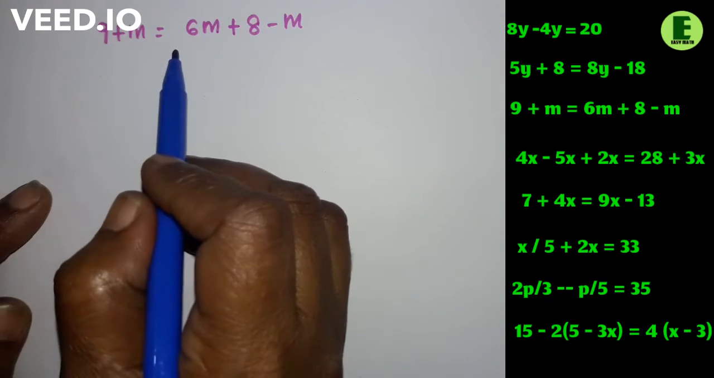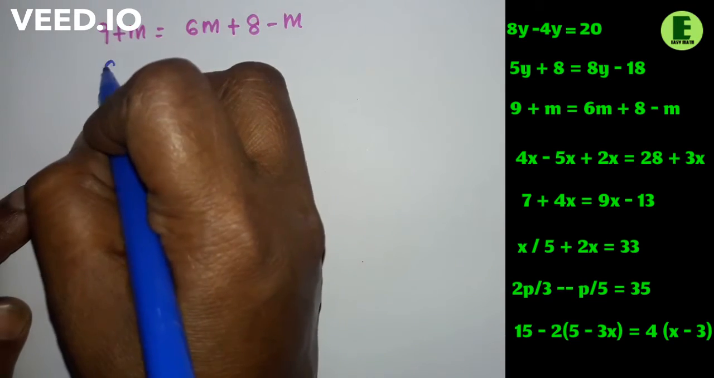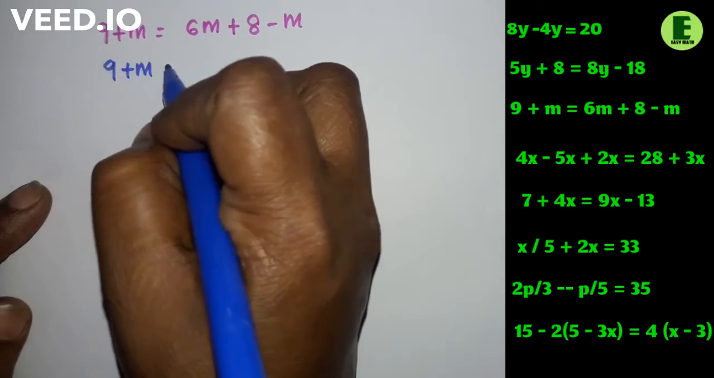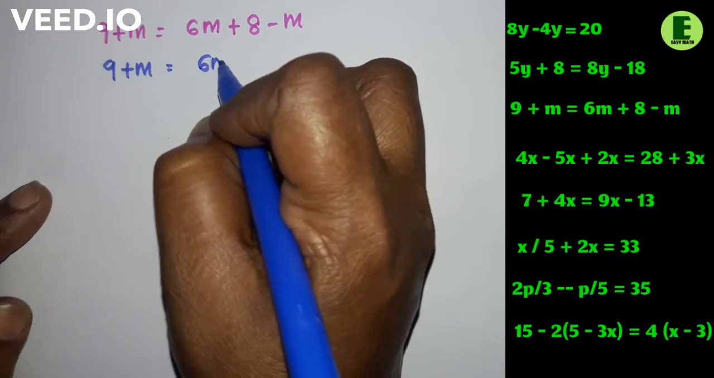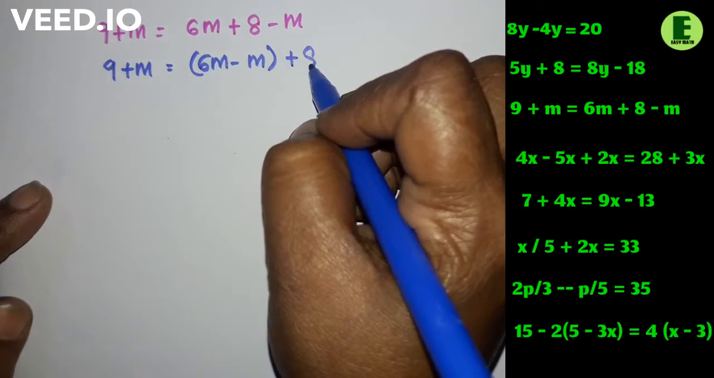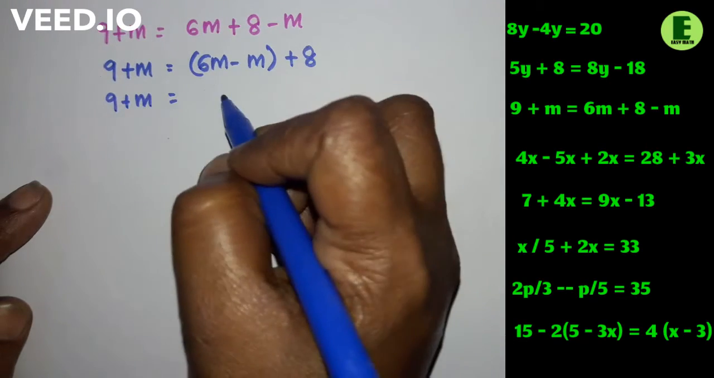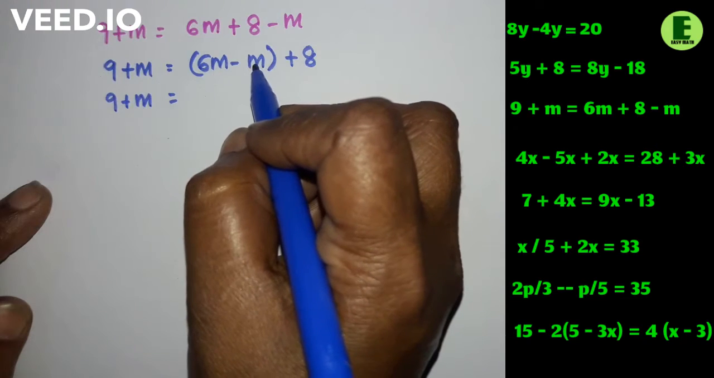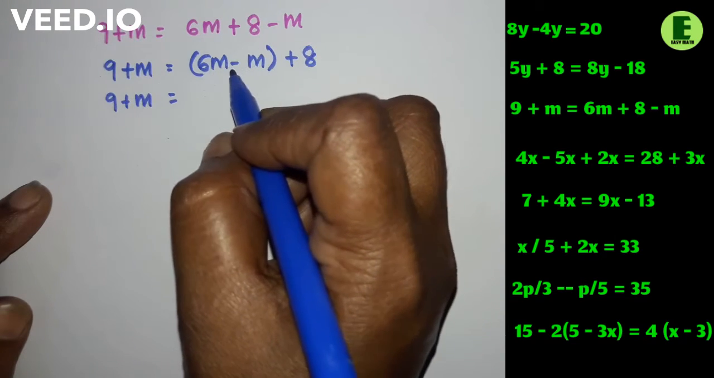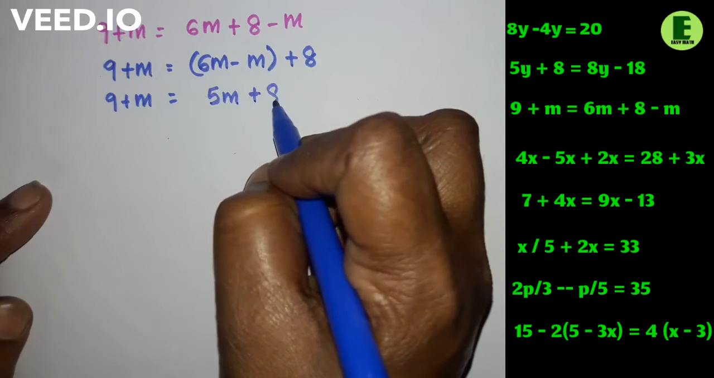9 plus m is equal to 6m plus 8 minus m. So we just write 9 plus m as it is and group 6m minus m together plus 8. Now 9 plus m is equal to 6m minus m plus 8. Here m is 1m. So 6m minus 1m is 5m plus 8.